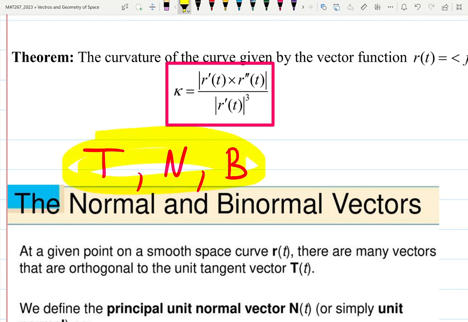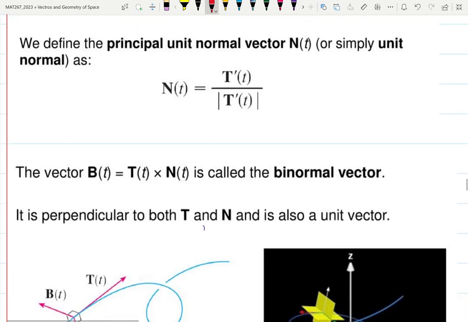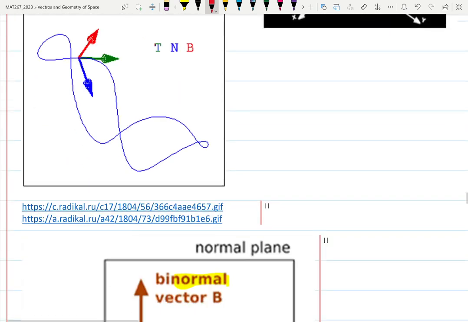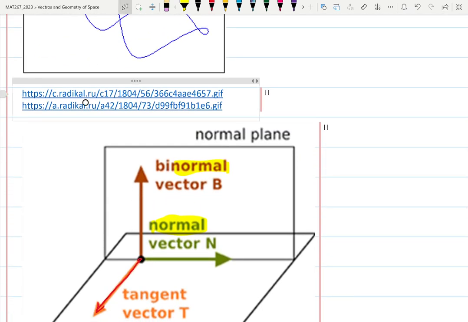T, N, and B. T is a unit tangent vector, which we already had practice with at home in the last homework: R prime over the size of R prime. It will be the same idea with a normal vector, and then there's going to be a B there. The idea is actually pretty fascinating. Let me show you a cool animation to wake you up.